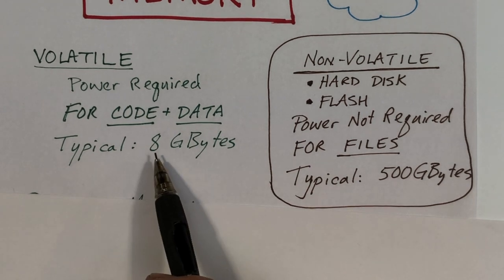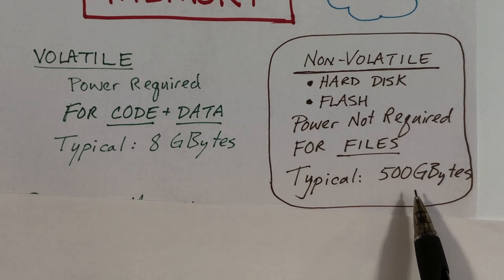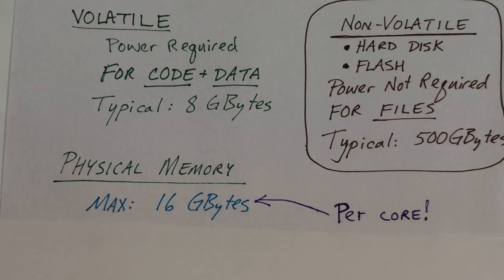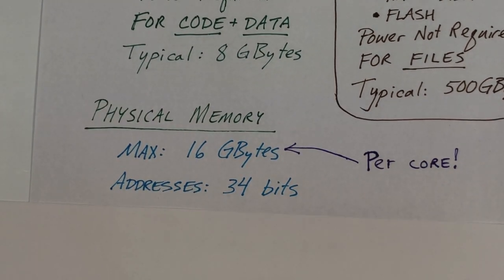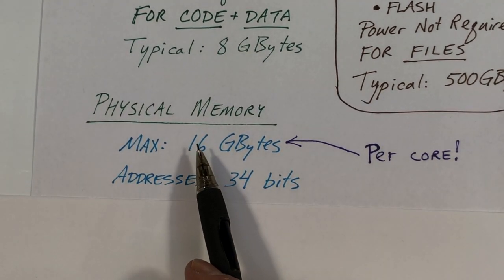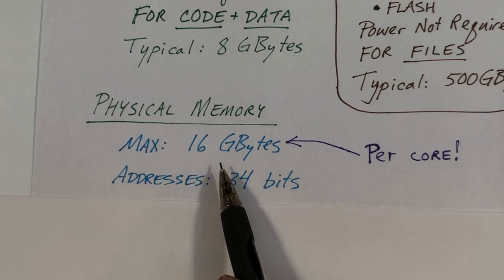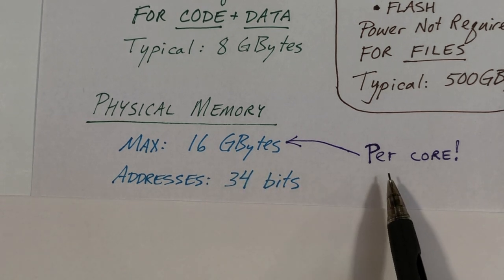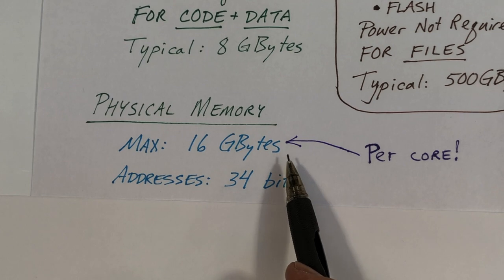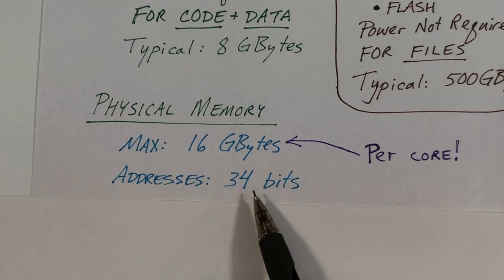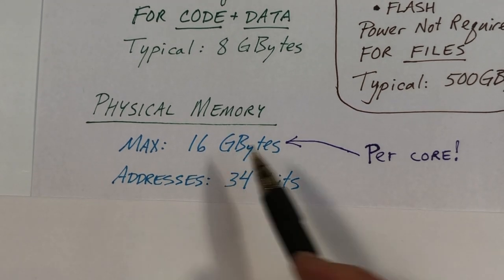My laptop right now has 8 gigabytes of main memory and 500 gigabytes of non-volatile memory, about a 100 to 1 ratio, roughly speaking. The Blitz architecture limits physical memory for every core to 16 gigabytes. That might sound small, but keep in mind that's per core, so a multi-core system would have several times that much as a maximum limit. Physical memory addresses are 34 bits, which is exactly adequate to address 16 gigabytes of memory.